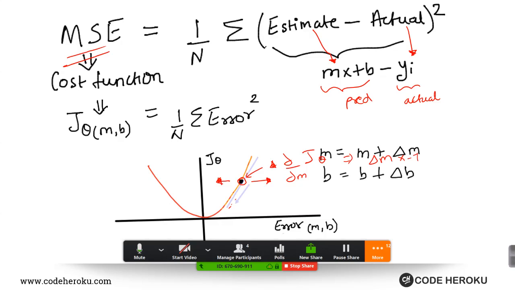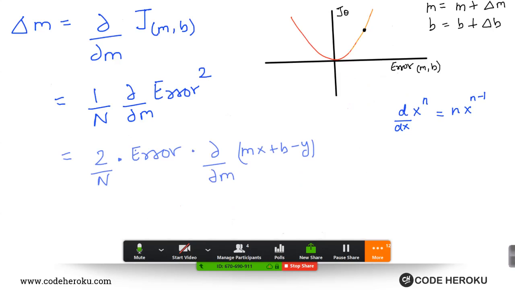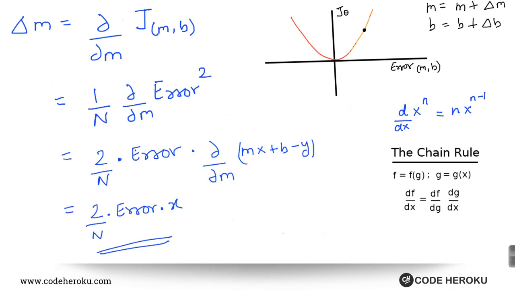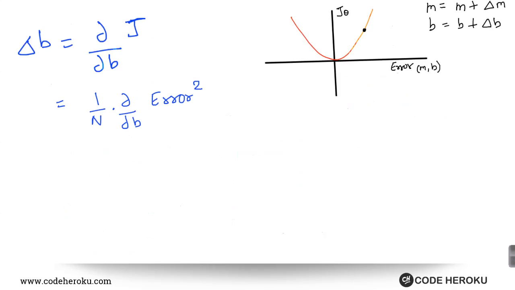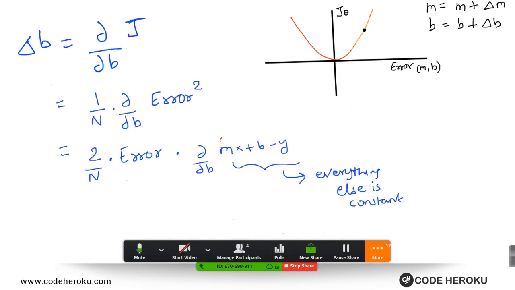Similarly for b, delta b, take the derivative, and here's how we went about taking the derivative. We applied the chain rule, and this is what we got in delta m. And similarly, you could do it for delta b as well. Over here, everything remained the same. The only thing was mx plus b minus y, everything else was constant. And because d by dx of x is 1, d by db of b was 1.